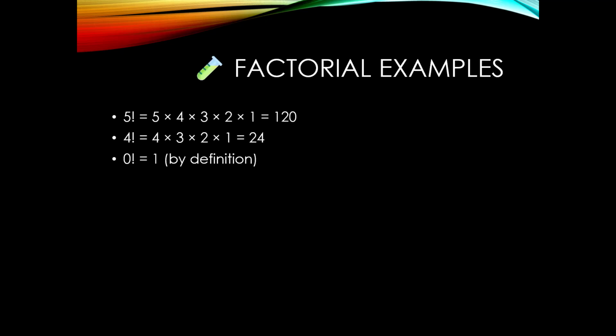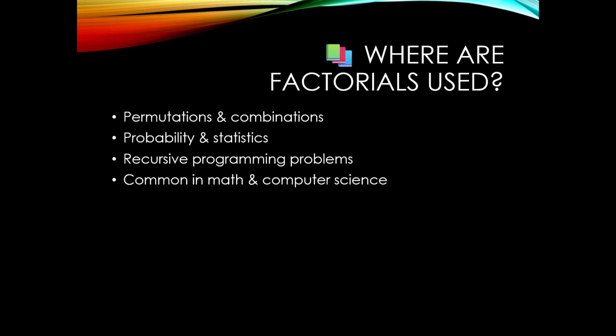Now, for example, 5 factorial is equal to 5 multiplied by 4 multiplied by 3 multiplied by 2 multiplied by 1, which is equal to 120. 4 factorial like this is 4 multiplied by 3 multiplied by 2 multiplied by 1, which is 24. And 0 factorial is always defined as 1 by convention. Factorials are widely used in mathematics, especially in permutations, combinations, and probability.